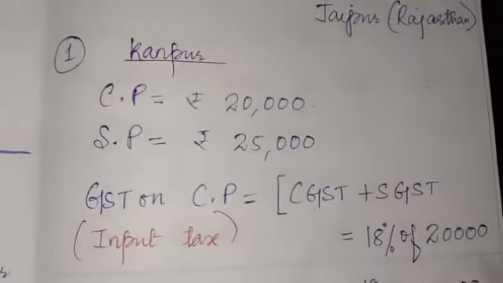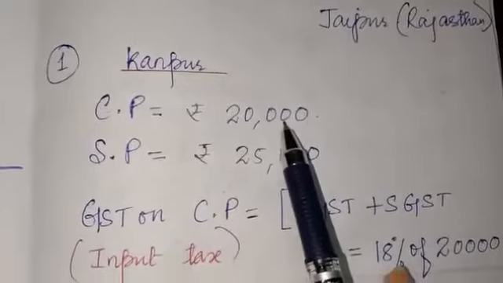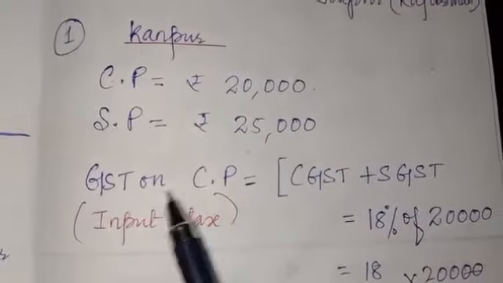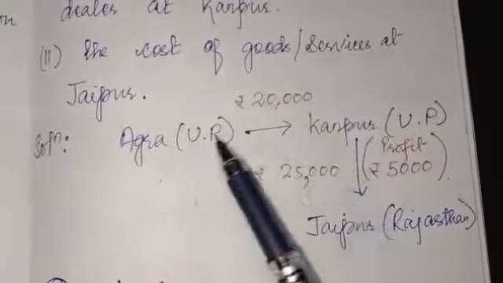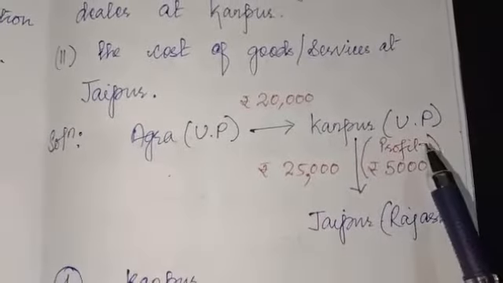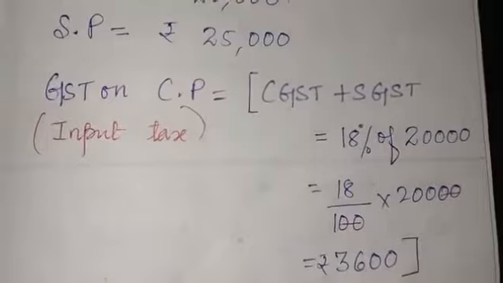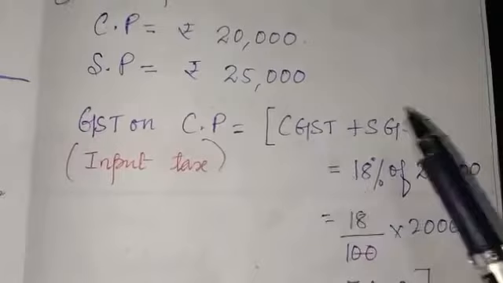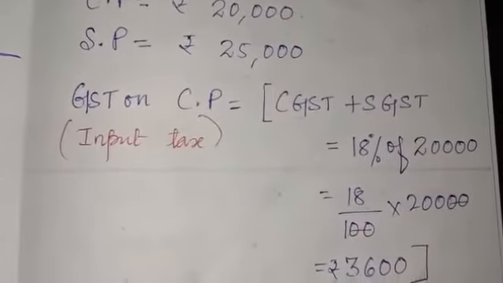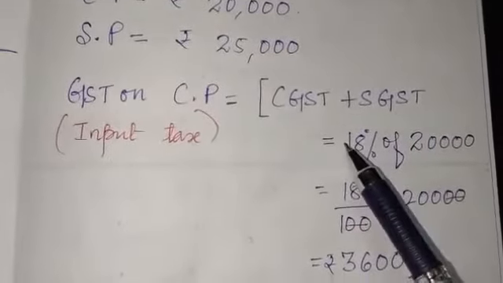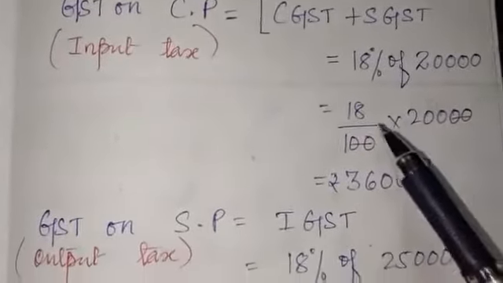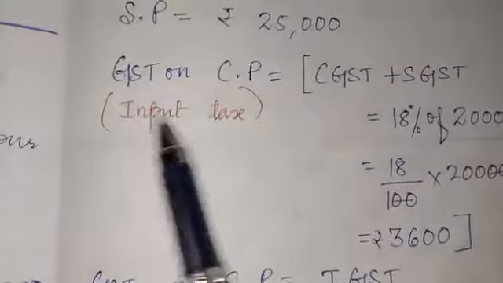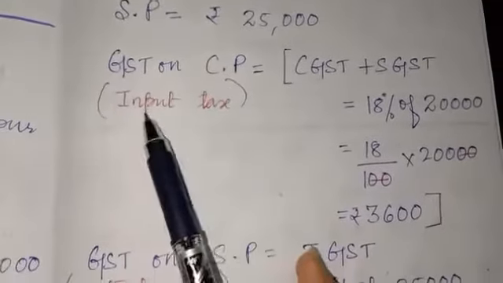Okay, to find the net GST, first we have to find the tax on CP and the tax on SP. So GST on CP, cost price. This is intrastate, so here two GSTs are applicable, CGST and SGST. Instead of finding them individually, I am finding them together: 18% of 20,000, instead of finding 9% CGST and 9% SGST and adding. So instead of that long method, I am using the shortcut, 18% of 20,000, which is 3,600. This is called input tax, GST on CP.